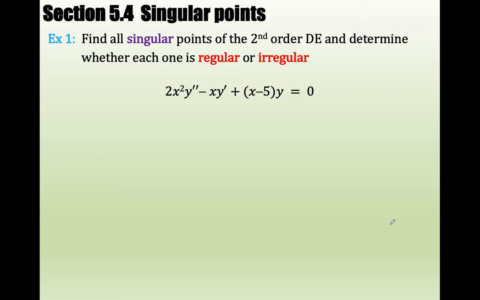So here is my first example. Hopefully the first thing you're going to do is determine what you have to divide by. Hopefully you can see that you need to divide by 2x squared. This is my capital P of x. So when I divide through and simplify, this is what I got.